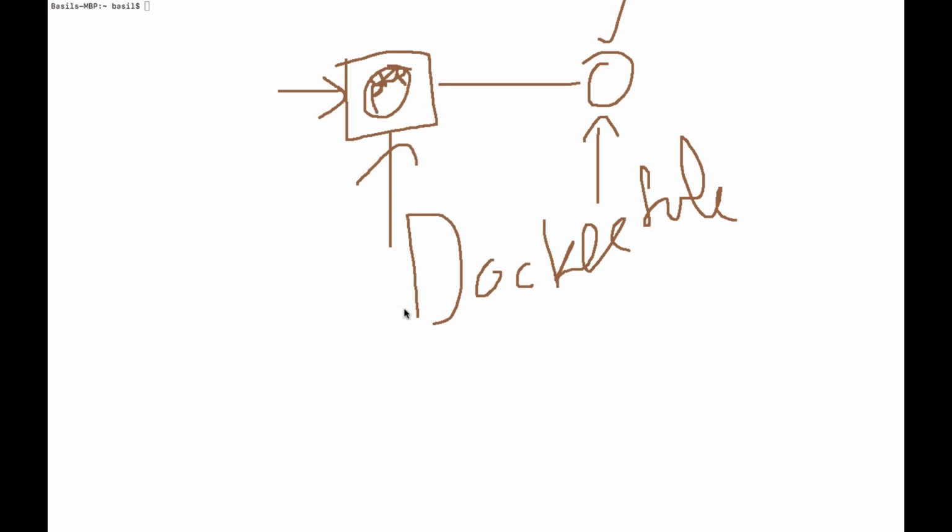You create a file, a text file. Inside this file, you will write some lines. The first line would say, take the image Ubuntu from hub.docker.com.